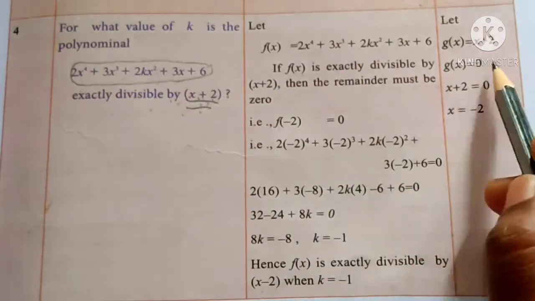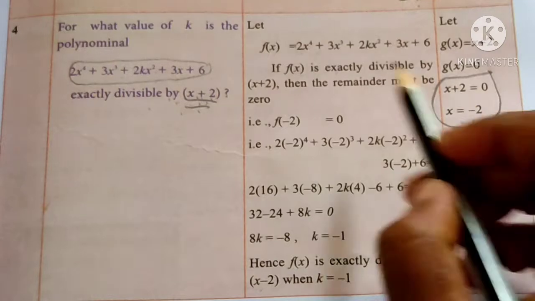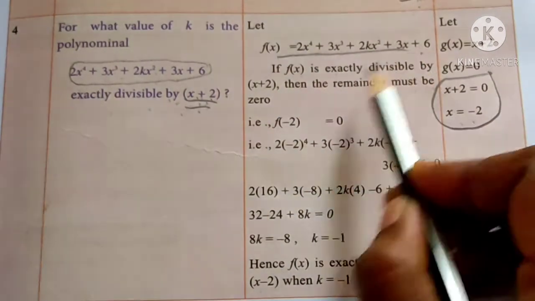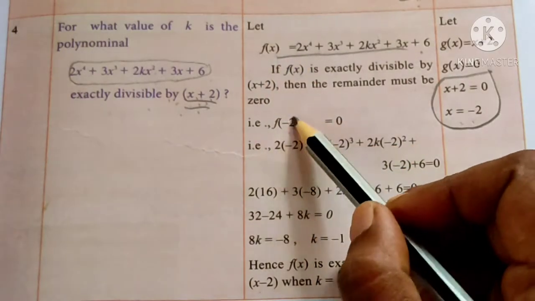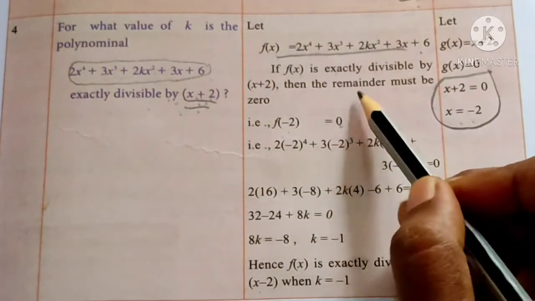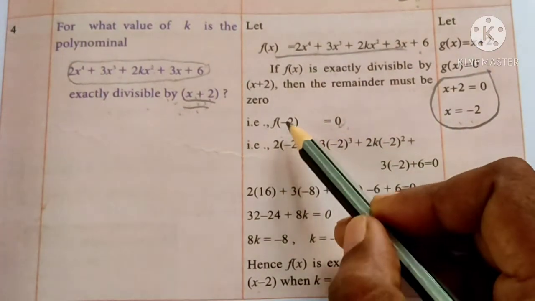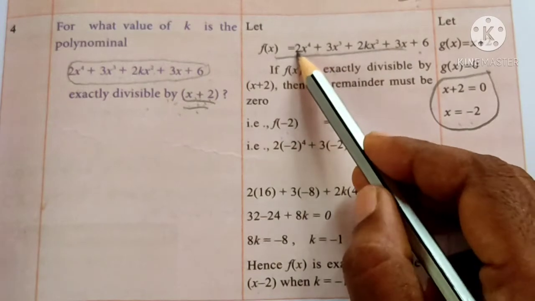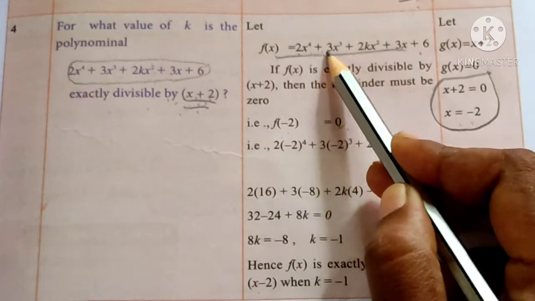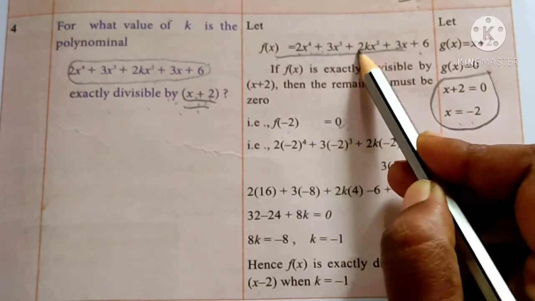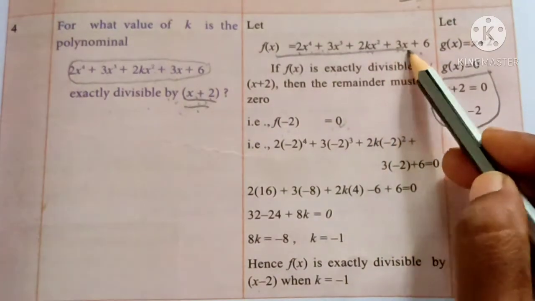So x plus 2 is equal to 0. Then what's the value of x? Minus 2. So write the given polynomial and f of minus 2, substitute x with minus 2. So f of minus 2 is equal to, already you know the remainder must be 0, so we take 0 here. Okay. So substitute x with minus 2. So 2 into minus 2 the whole power 4 plus 3 into minus 2 the whole cube plus 2k into minus 2 the whole square plus 3 into minus 2 plus 6.